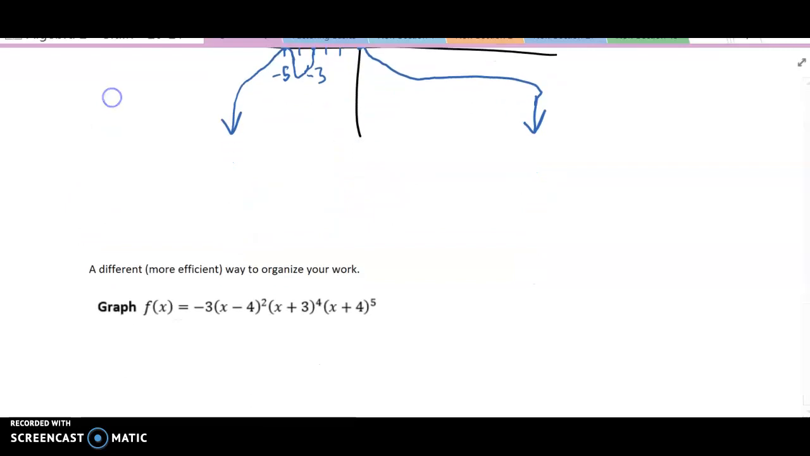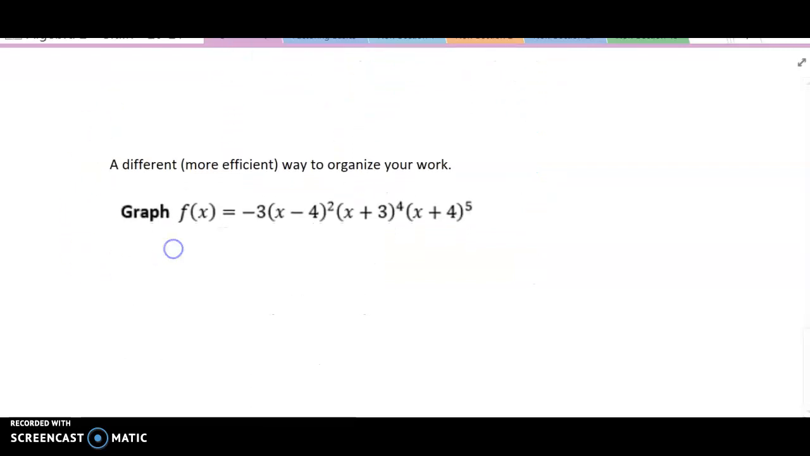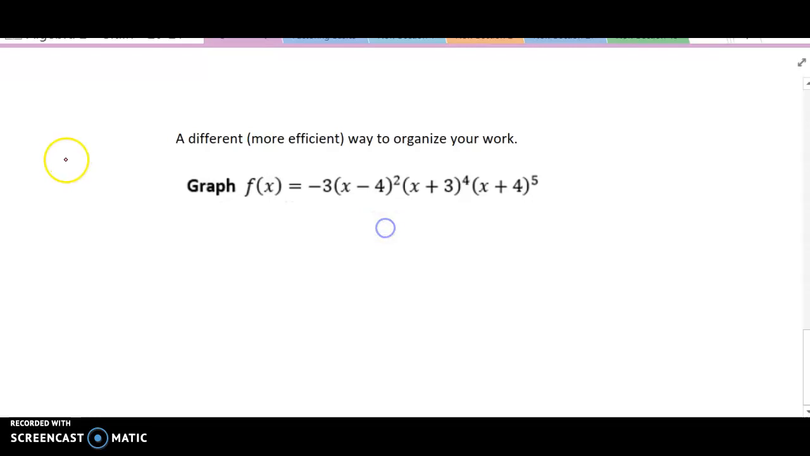Okay, we're going to do one more, and I'm going to show you a different and really a more efficient way to organize your work. So make sure you pause and write the original problem here. Okay, we're going to write the x-intercept under each factor. So that -3 doesn't have an x, nothing happens. So under 4, I've got x equals 4. Its multiplicity is 2, which is even, so it's a bounce.